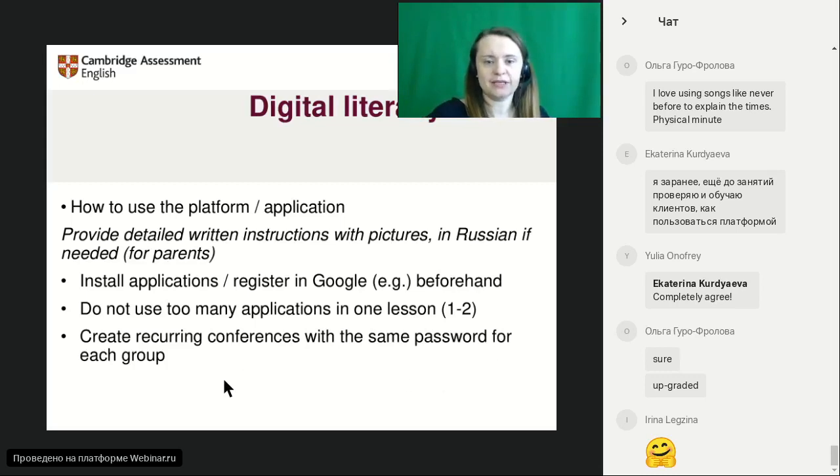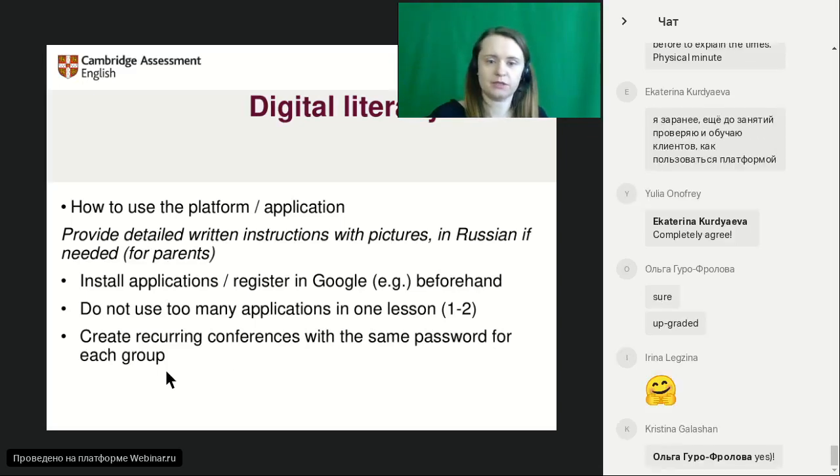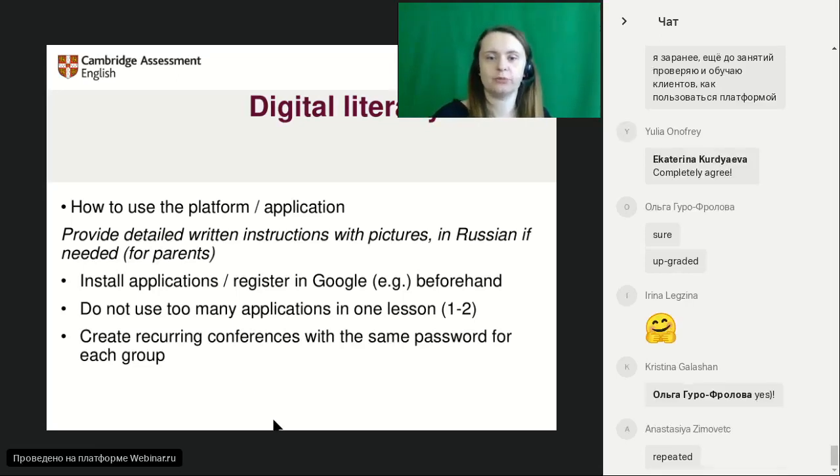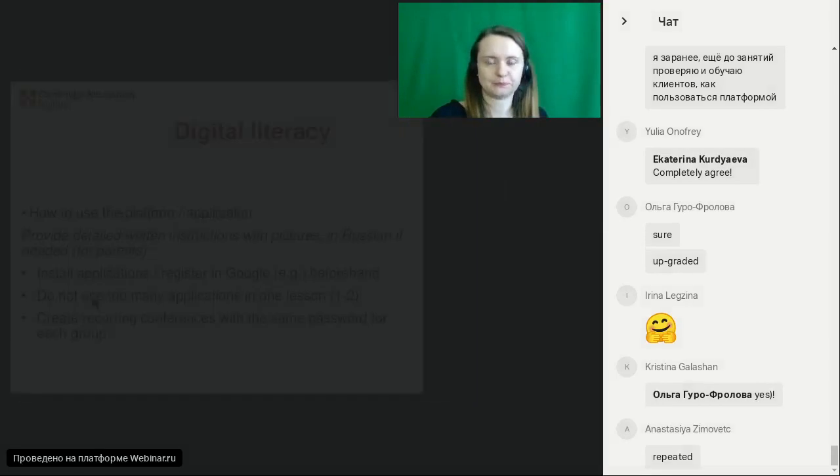Yeah, and another thing, so when you have some conferences, it is probably an obvious thing, but I know that people struggle with that. Create recurring conferences with the same password for each group. Don't send them a new password and a new conference number every time. That is confusing, and they will be late, definitely, just because they will be trying to find which number is the one for today.